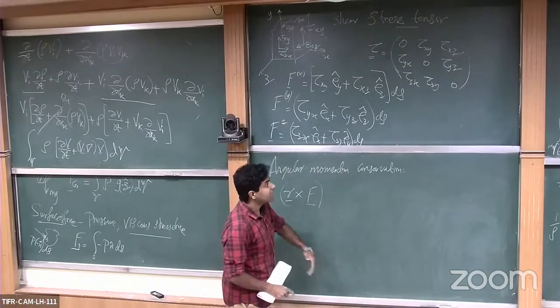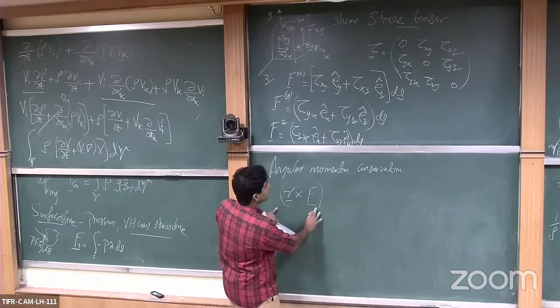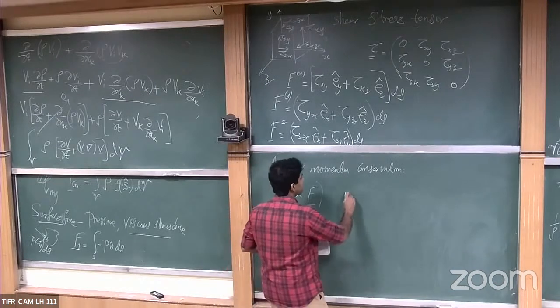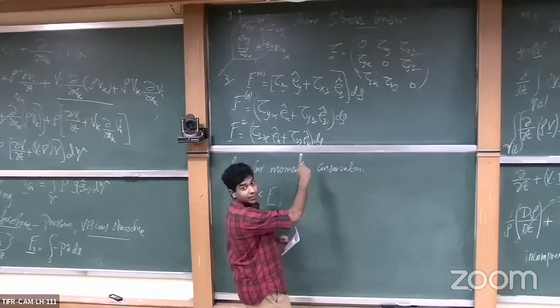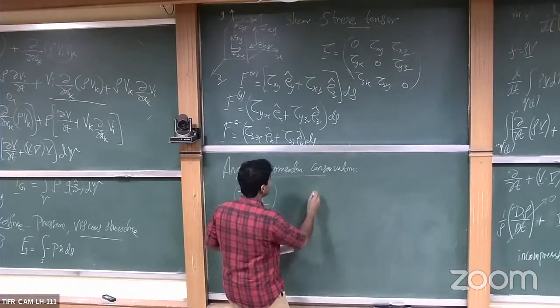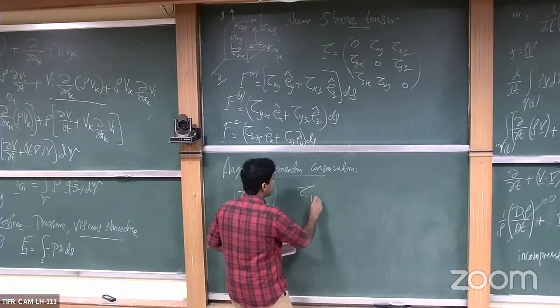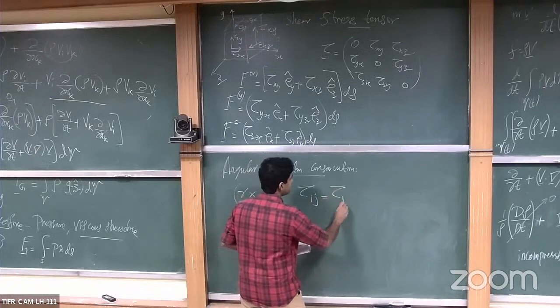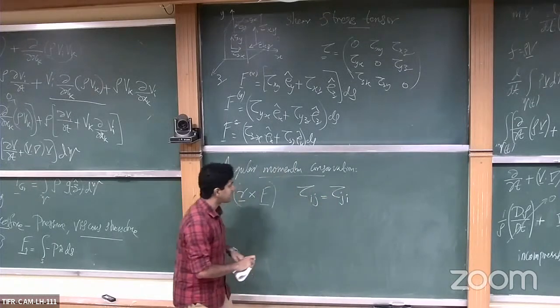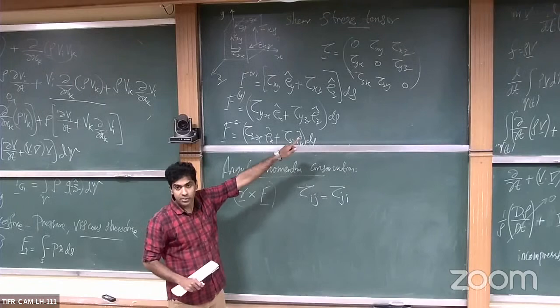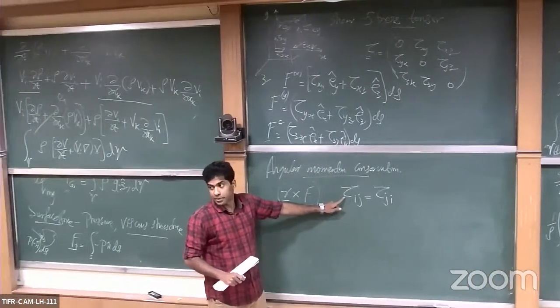If you go through the same machinery and apply angular momentum conservation, you'll find that the stress tensor is symmetric. That's the main result of angular momentum conservation. So you end up saying tau ij equals tau ji. This is the result we get by applying the Reynolds transport theorem to angular momentum.